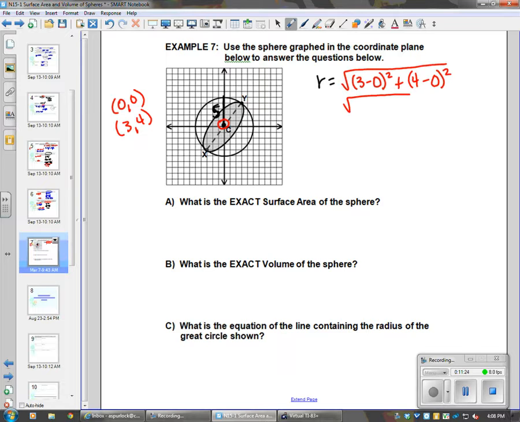So 3 minus 0 is 3 squared gives me 9. 4 minus 0 is 4 squared gives me 16. So 9 plus 16 gives me the 25, and there we go. We get the radius is 5.